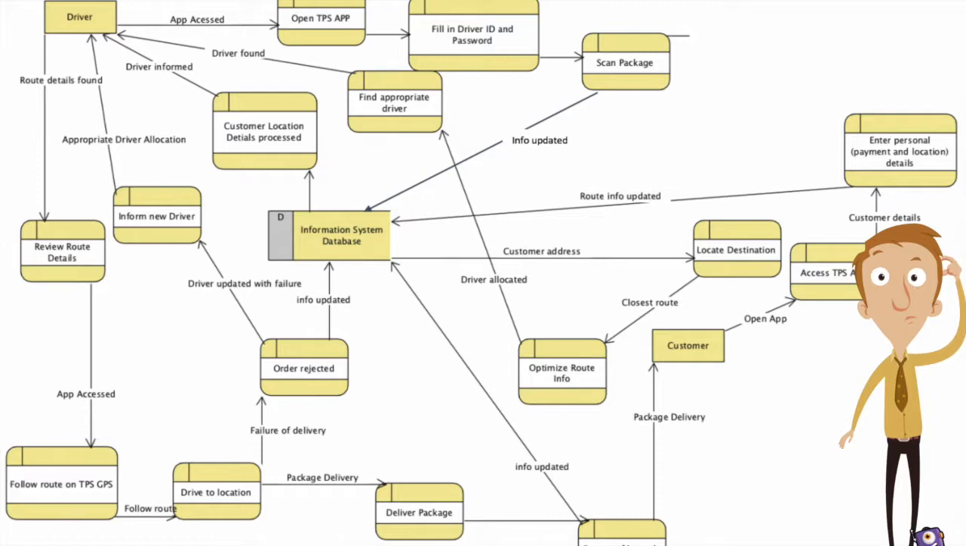It was in the level 2 TPS data flow diagram where we went in detail about each process involved with the driver. In general, tackling the level 2 data flow diagrams was a lot more difficult for us than the level 1 and the level 0.